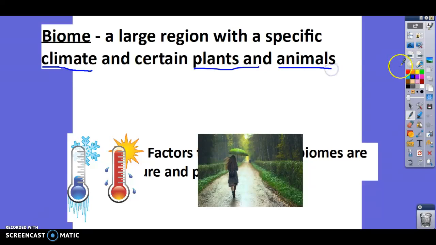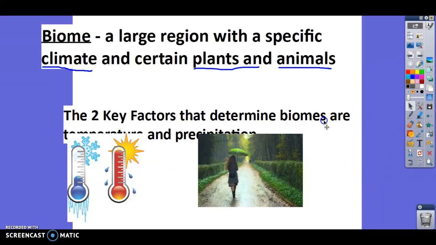When scientists look at where one biome starts and one ends, for example, where does the desert end and where does the grassland start, they're looking at the difference between climates. We know a desert is probably drier than a grassland. And then the plants and animals. There's probably going to be different plants and animals in a desert than there are in a grassland.